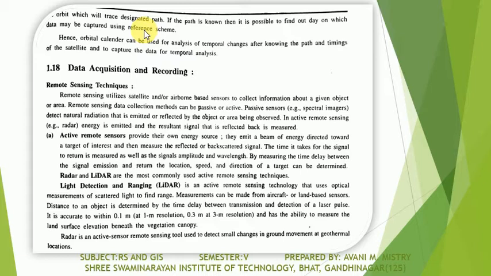In active remote sensing, radar energy is emitted and the resultant signal that is reflected back is measured. Active remote sensing sensors provide their own energy source. They emit a beam of energy directed toward the target of interest and then measure the reflected or backscattered signals, and the time taken for the signal to return is measured.